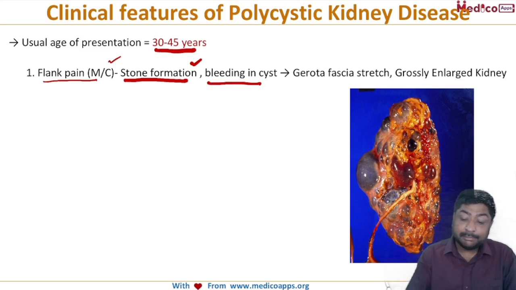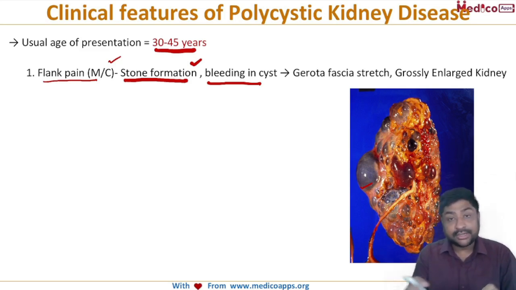Sometimes there can be bleeding in the cyst itself, and because this cyst does not communicate with the collecting system of the kidney, generally the blood will not come in urine. It will accumulate inside the cyst only, where it will disintegrate and there will be production of hemosiderin, and so it will give a brownish black color to the cyst.